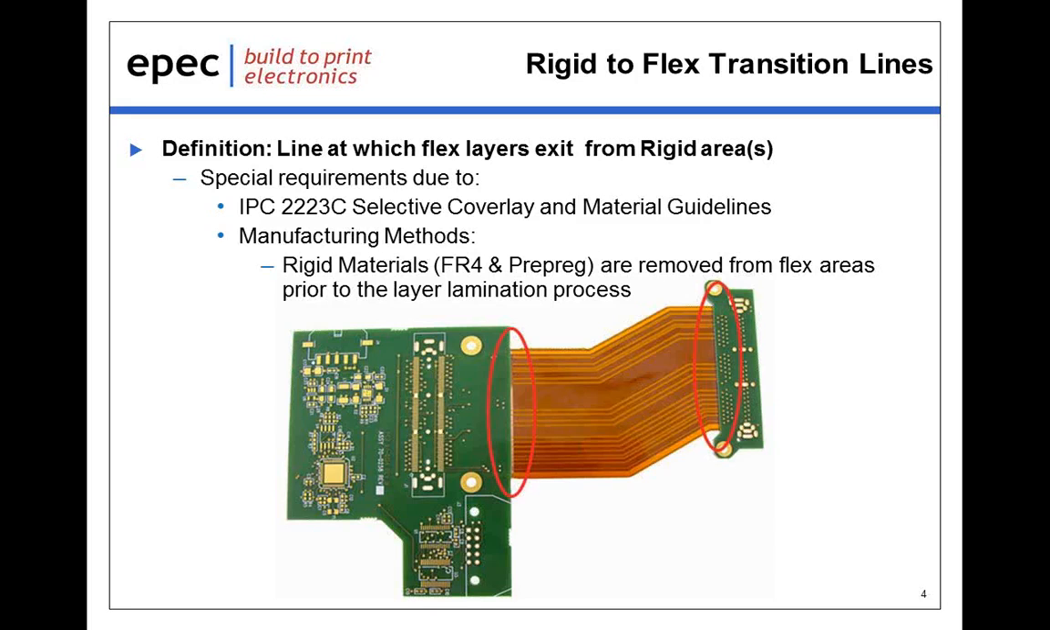The special requirements, again, pertain back to IPC's 2223 standard and also to some of the unique manufacturing methods that apply in the construction of a rigid flex. And one of the most significant ones is that in the most common manufacturing method, the rigid material that would normally exist in the rigid areas is actually removed from all of the layers prior to the actual layer lamination process. So as we move on, I think some of this will become a little clearer.